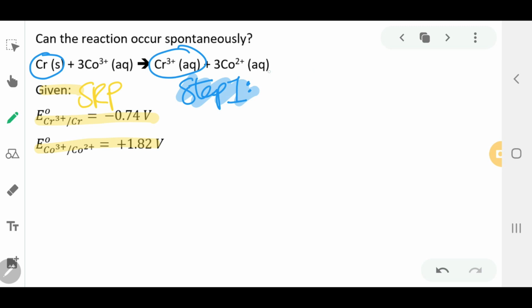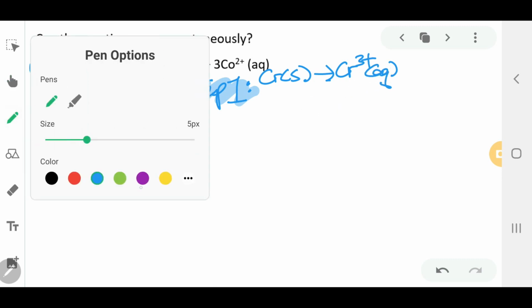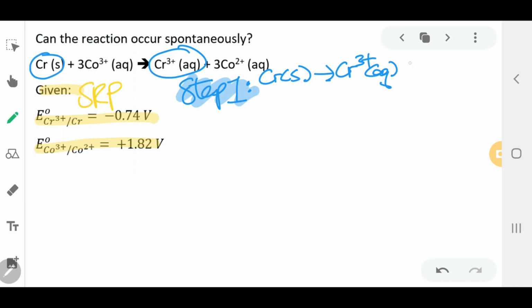So you're going to do Cr solid, and what happened? You'll get Cr3+ aqueous. And if you look here, you have 3+, and to balance this, we'll have to put plus 3 electrons on the product side.